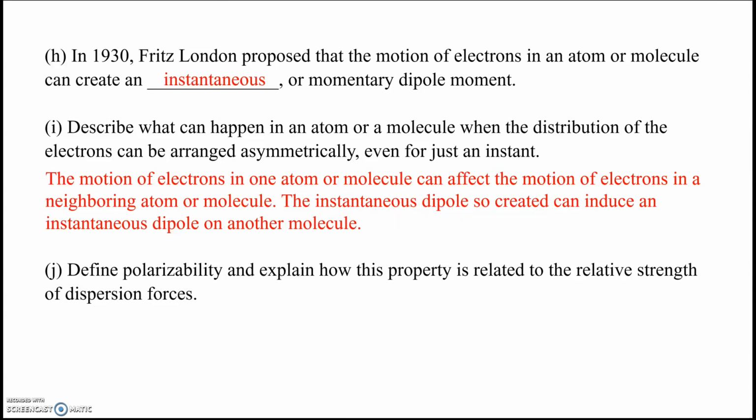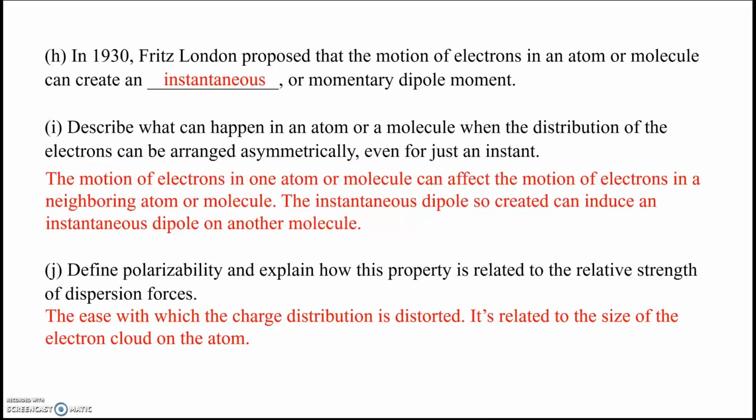Now, we want to define the word polarizability, and we want to explain how this property is related to the relative strength of dispersion forces. All right? The polarizability is the ease with which the charge distribution is distorted, and it's related to the size of the electron cloud on the atom. All right? And really, we want to go back to the word polarizability. And of course, the root of this word is polarity. And polarity, from a physics perspective, means the property or characteristic that produces unequal physical effects at different points in a body or a system. Okay? So that's what's happening inside the molecule.